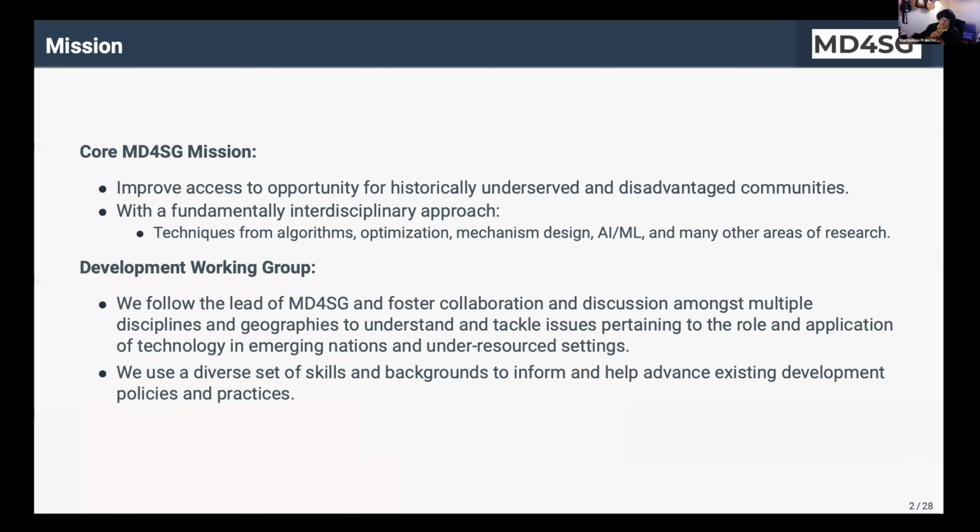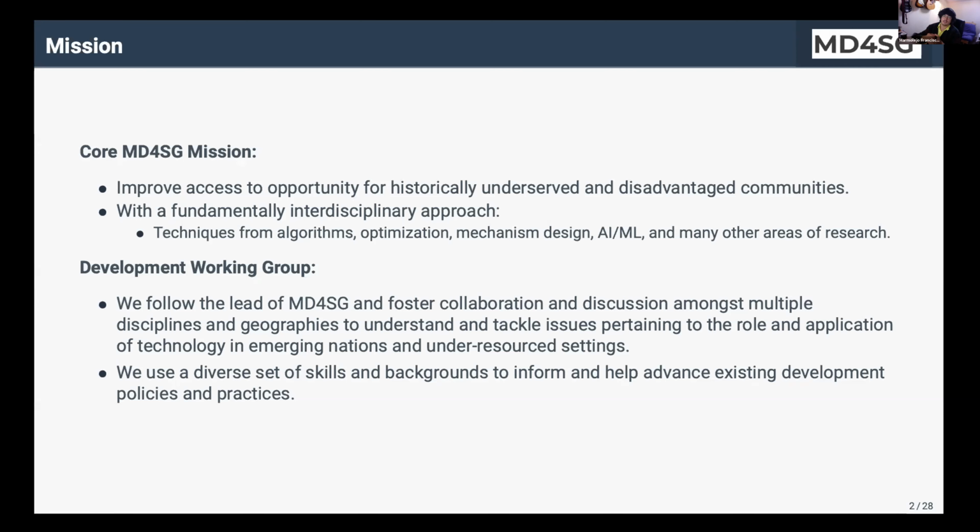Echoing what Irene mentioned at the beginning, the core MD4SG mission is that of improving access of opportunity to historically underserved and disadvantaged communities. And one of the key assets of MD4SG and its participants is that we bring a fundamentally interdisciplinary approach to the table. On the technical side of things, this means that we use techniques from algorithms, optimization, mechanism design, you name it. But at the same time, we have this multi-stakeholder approach where we bring in individuals who actually implement the objects that we study in practice, as well as the stakeholders whom we wish to help with our research initiatives.